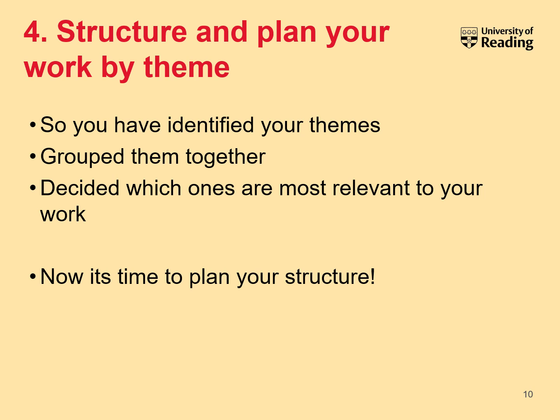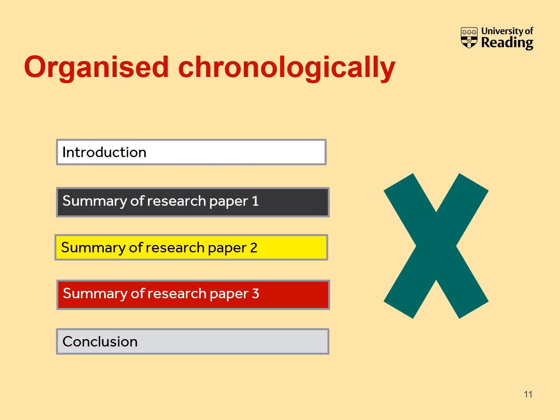So now that you've identified themes, you've grouped them together and decided which are the most relevant to your work, it's time to plan your structure. In general, I think it's best to avoid a chronological structure with an introduction, a summary of paper 1, a summary of paper 2, a summary of paper 3, and then a conclusion, because using that structure, I think, can cause you to fall into the trap of writing a descriptive literature review that merely describes what each paper did and what each paper found before moving on to the next paper. And I'd recommend moving away from a structure like that and more towards what I've got on the next slide.